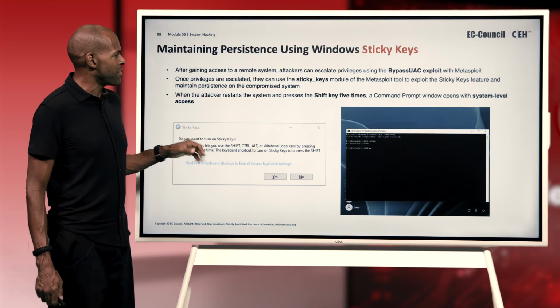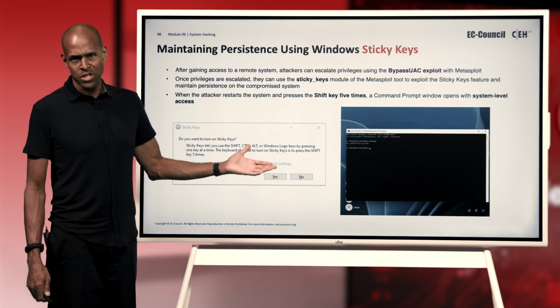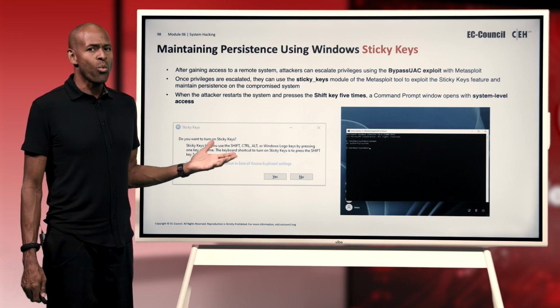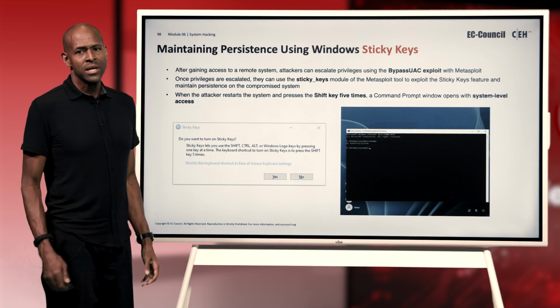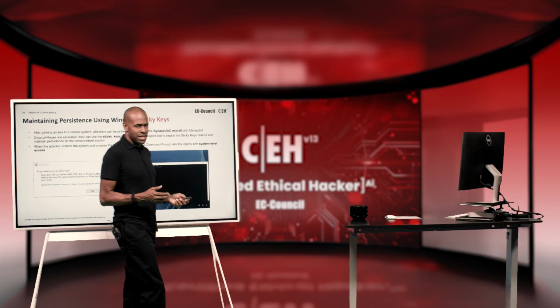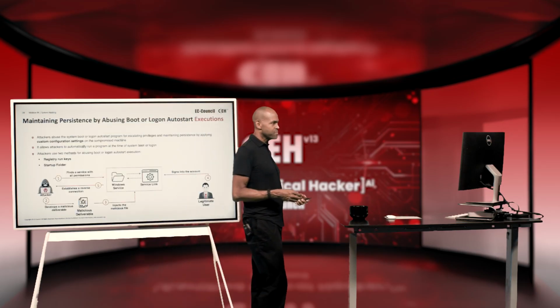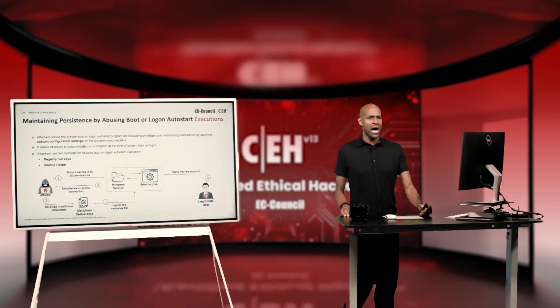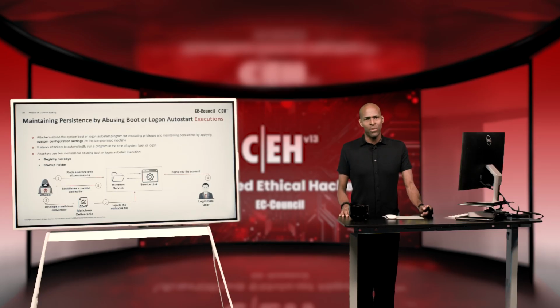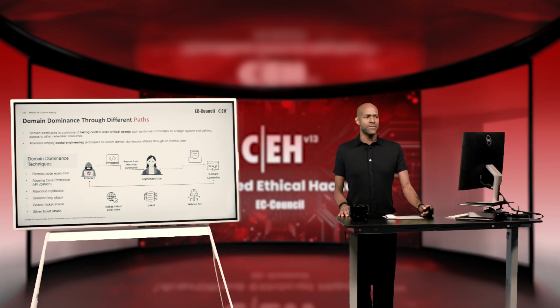So we hit the shift key 5 times, command prompt opens, I have system level access. So instead of sticky keys taking you to something where it'll help somebody with disabilities, instead it helps the attacker. So we can use sticky keys for persistence. We can also use auto start. That way, when the system starts, it'll parse whatever's in auto start and it'll reload whatever hacker tools that we have, because it's in auto start.